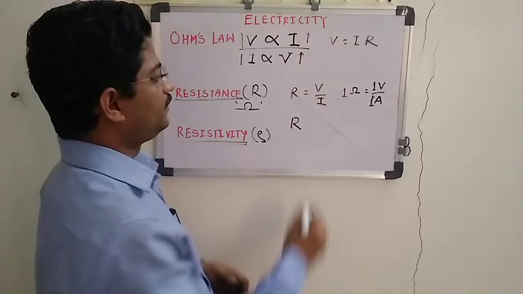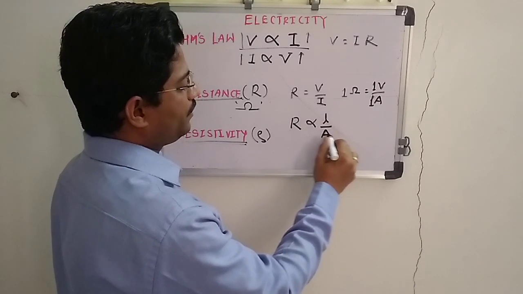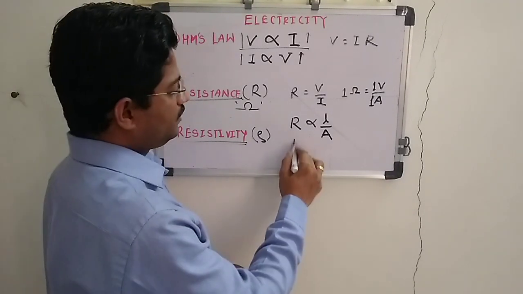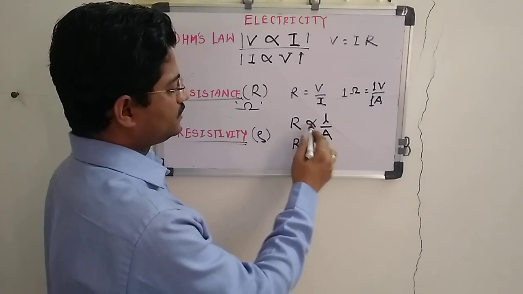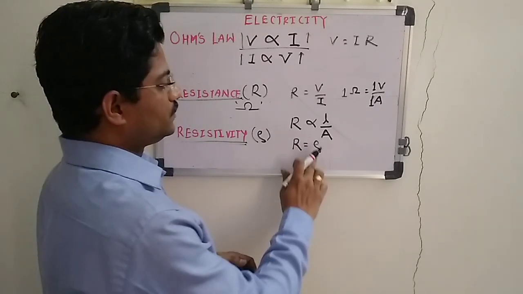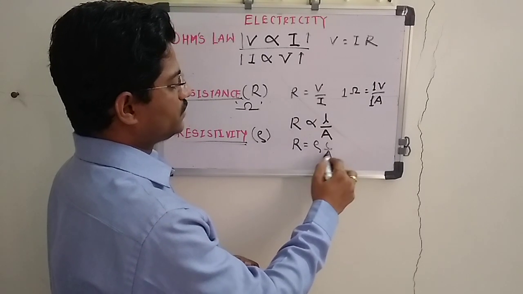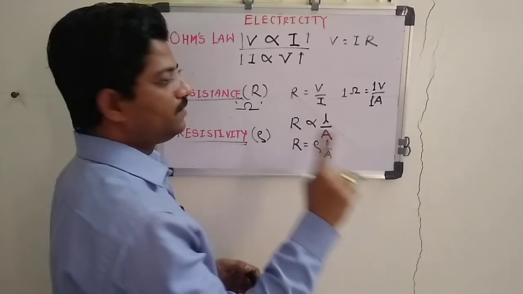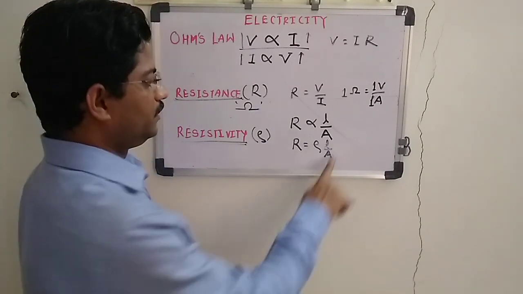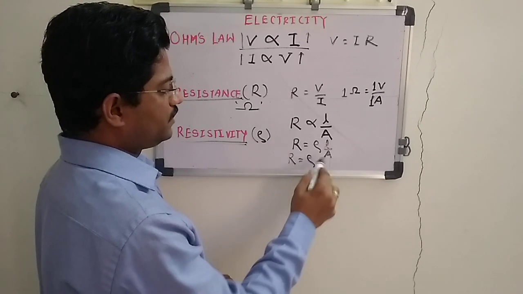How does resistance change with the physical parameters? Resistance is directly proportional to the length and inversely proportional to the area of cross section. Here again we replace the proportionality sign by a constant, and that constant is the resistivity. So R is equal to rho L by A. Suppose the length of the conductor is 1 meter and the area of cross section is 1 meter square, then if both values are 1, the resistance becomes the resistivity.